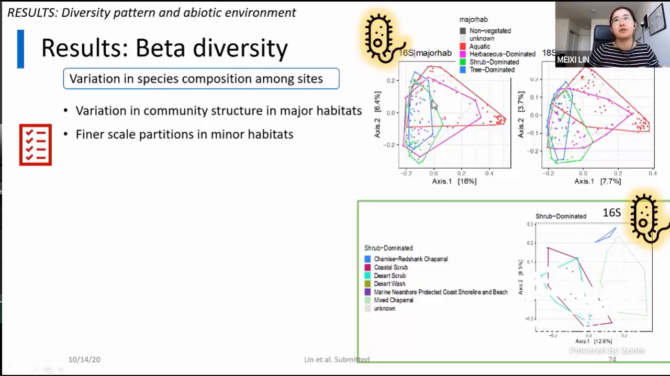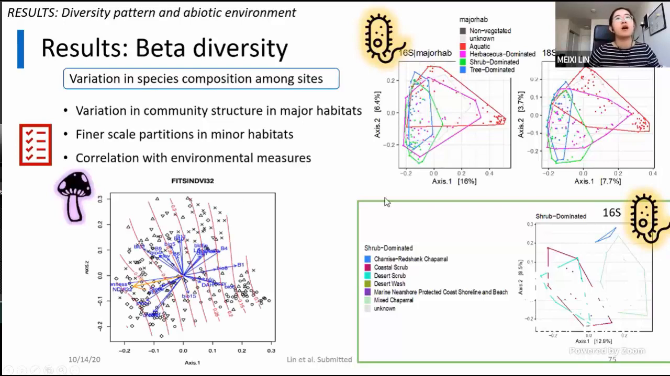Here I'm showing a zoom-in plot of the shrub-dominated habitats, and the chaparral and the scrub environments are separating on the first axis. We also explored the correlation with environmental measures. Here we are overlaying photosynthetic activity as the red lines onto the fungal ordinations. And as you can see here, the photosynthetic activity separates the first axis of the fungal group's ordination very well.